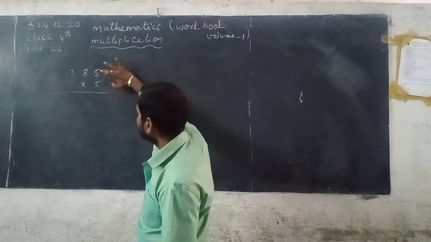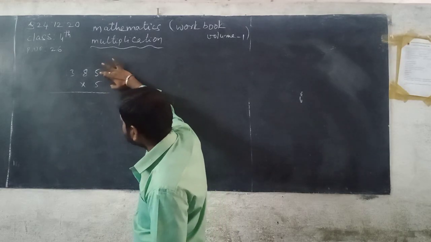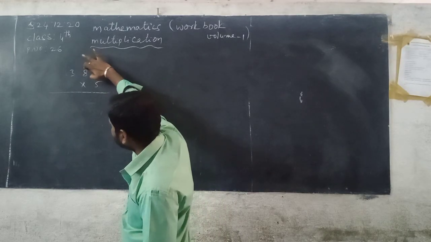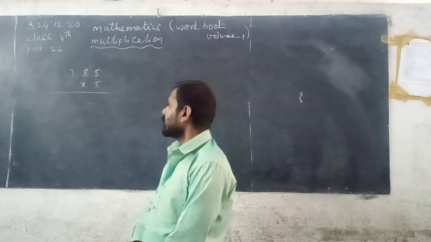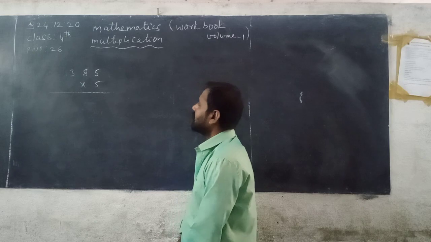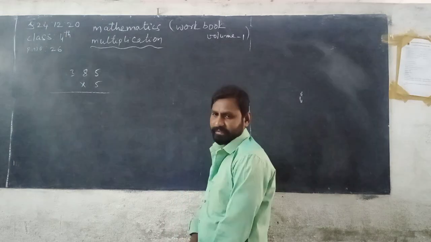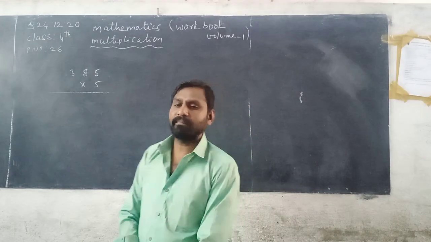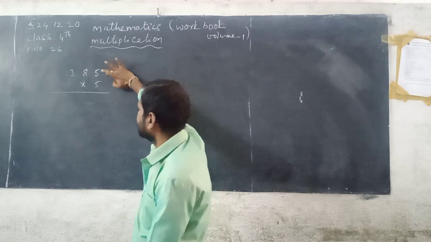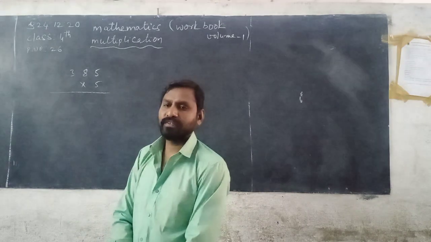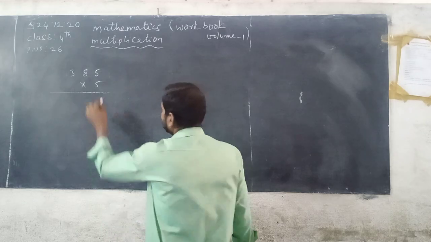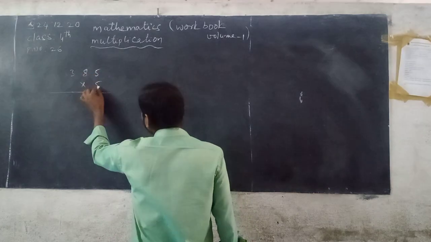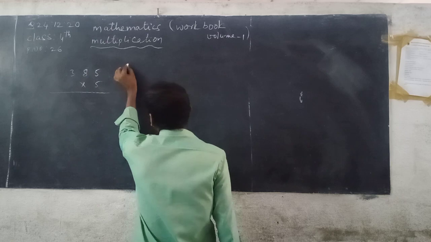See here, 5 is in the 1's place, 8 is in the 10's place, 3 is in the 100's place. So here 385 is multiplied by 5. First we multiply the digits in the 1's place. So 5 is multiplied with 5, then you can read the 5 table, 5 5s are 25.